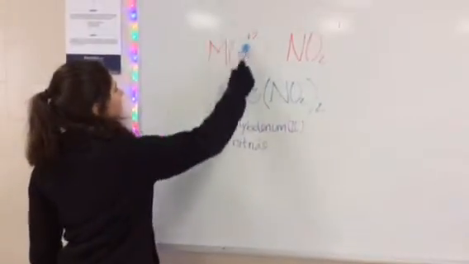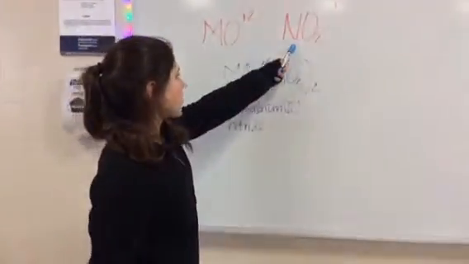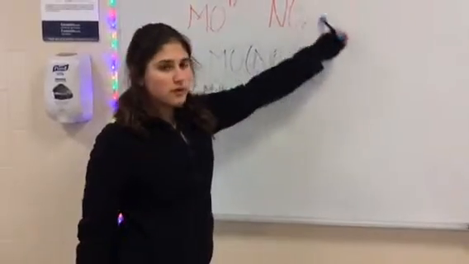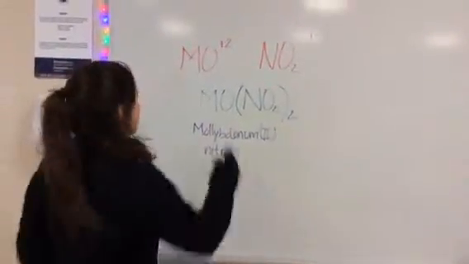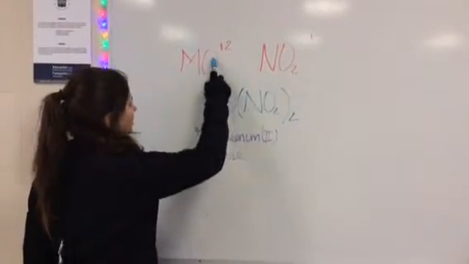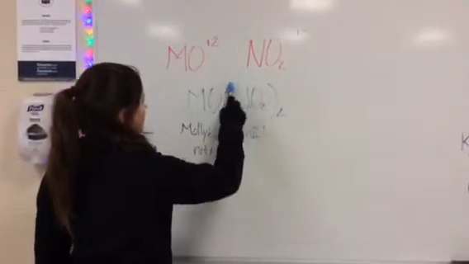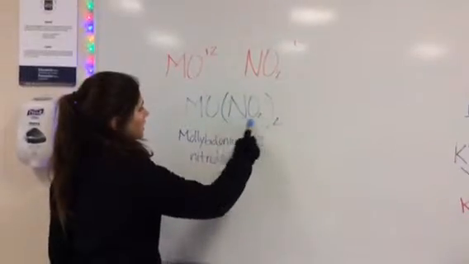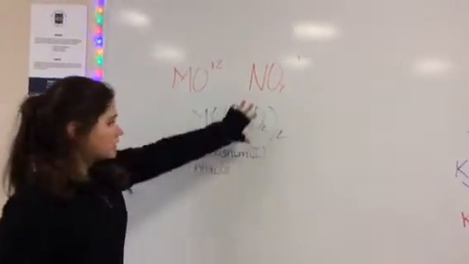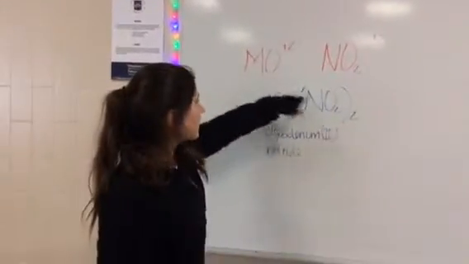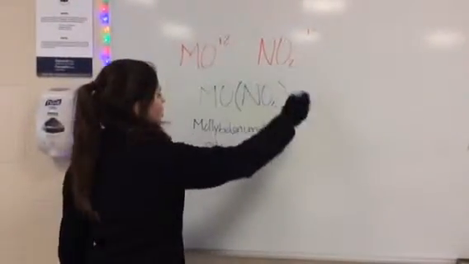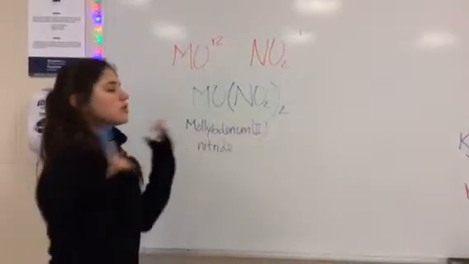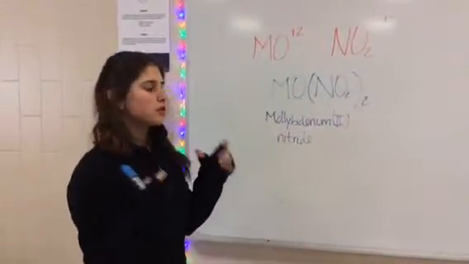Here's another example. If you have molybdenum that has a charge of +2 and nitride that has a charge of 1 minus, you cross the charges because they're different charges. First you have the molybdenum, and then you put the nitride inside the parentheses with a 2, because this is the way you write it. You wouldn't do this if the charges were the same. So then this 2 goes here at the bottom, outside the parentheses, because they're different charges.